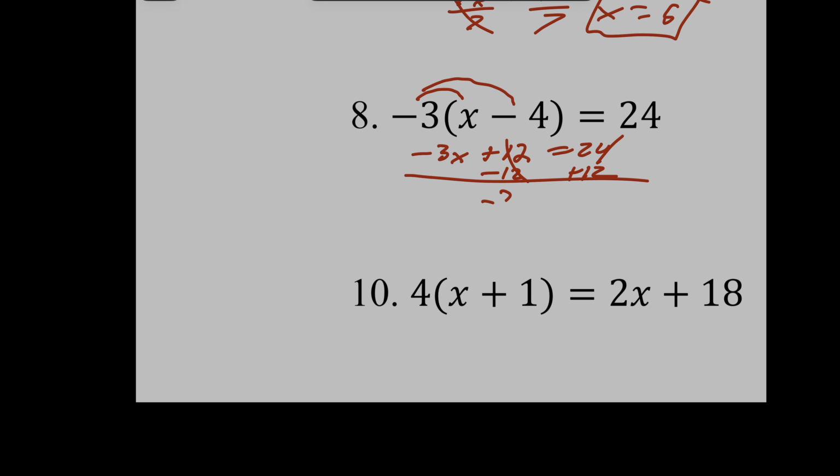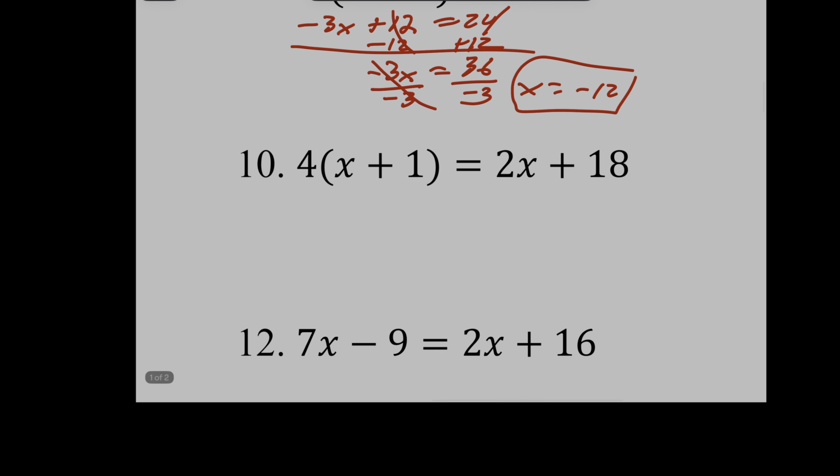And now my negative 3x, don't forget to bring down the negative, is all by himself. Once he's all by himself, now I can do the division. And once I do that, I get x equals negative 12. Okay? Let's go on to number 10 here.